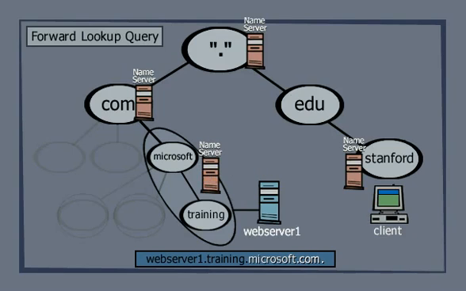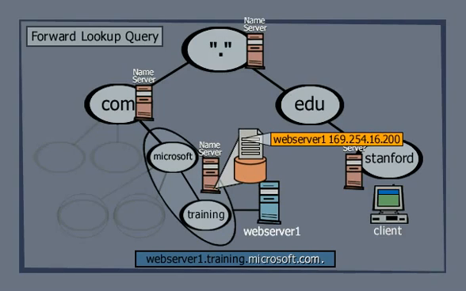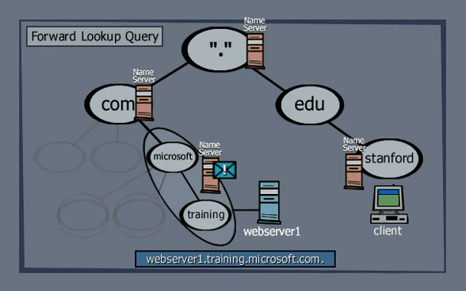The local name server sends its request. The Microsoft.com name servers have the zone database files that contain the name-to-IP address mapping information for Web Server 1. The Microsoft.com name server passes the requested IP address to the local name server. The local name server passes the IP address for webserver1.training.microsoft.com to the client. Then the client establishes a TCP/IP connection with Web Server 1, and data can be transmitted.